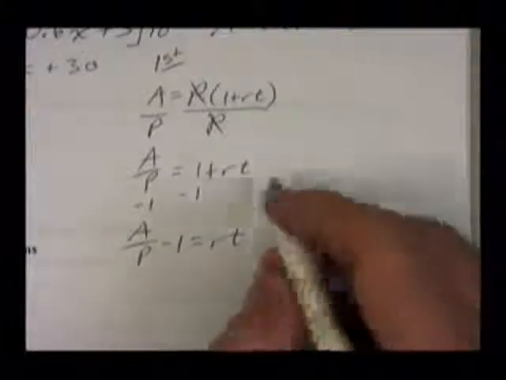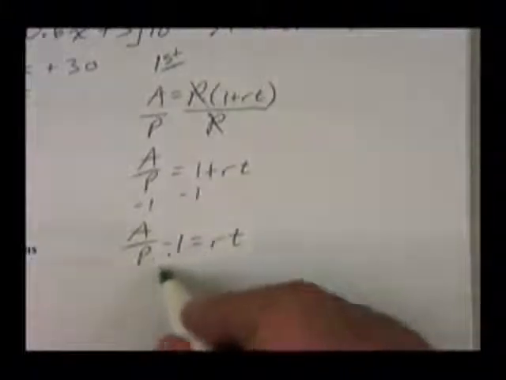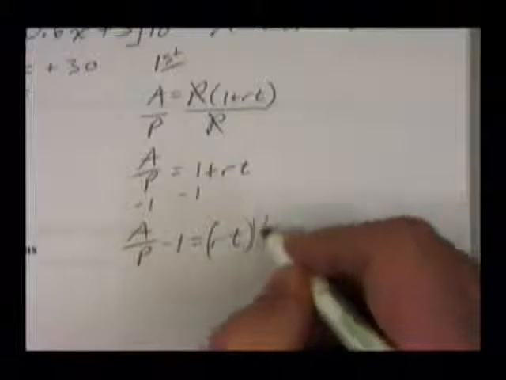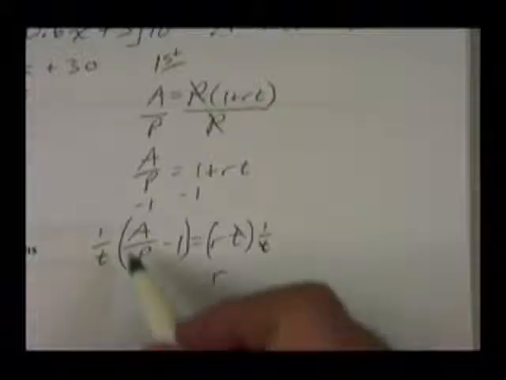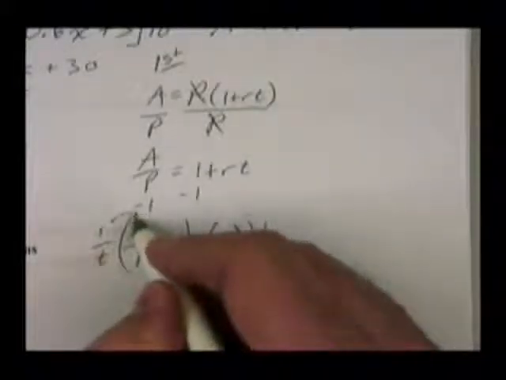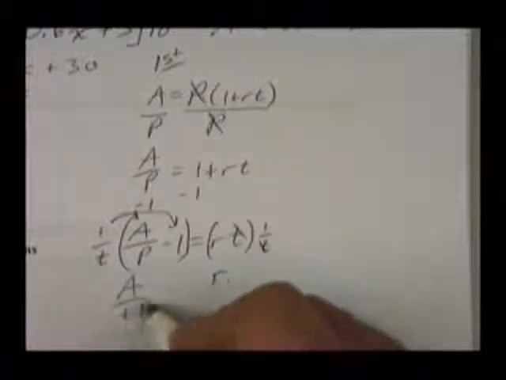And then I'm going to divide both sides by t. Or, the easier way to do that, since I've already got a division over here, would be to multiply both sides by 1 over t. Hopefully this is coming back pretty quickly to you. That leaves me with an r over here. And over here on this side, I'm going to distribute that 1 over t. So that would give me a over tp minus 1 over t, and that's equal to r. So there's my solution.